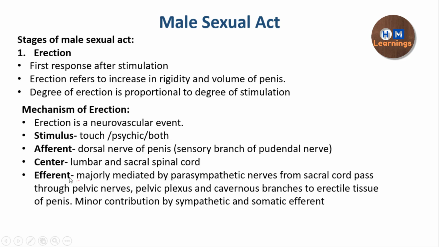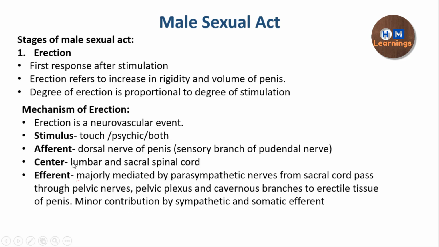So as I said, the efferents are majorly mediated by the parasympathetic nerves, which arise from the sacral cord, and they will pass through the pelvic nerves. That is, through the pelvic nerves, the preganglionic parasympathetic nerve fibers will pass. They will synapse in the pelvic plexus, and from there the postganglionic parasympathetic fibers will pass, and they will form the cavernous branches to the erectile tissue of penis. So they will ultimately go to the penis to do the erection.